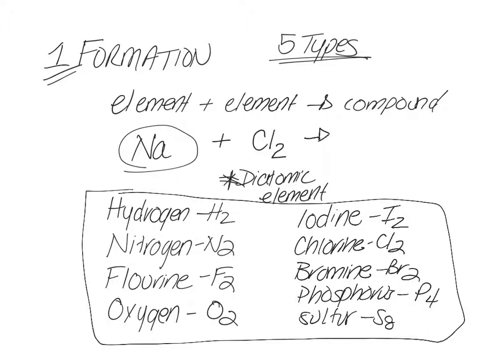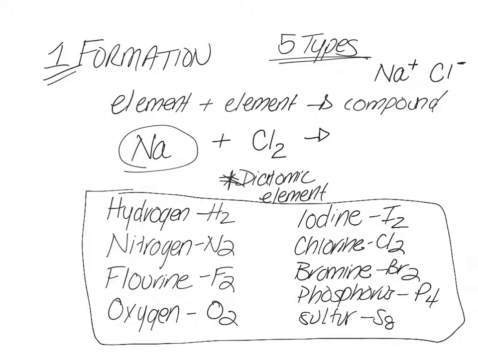Now when sodium and chlorine combine, they're going to make what's called a compound. The compound is a combination of the sodium and the chlorine. To figure out the formula for that, on your table of ions, look up what the charge for sodium is, which is positive, and what the charge for chlorine is, which is negative.